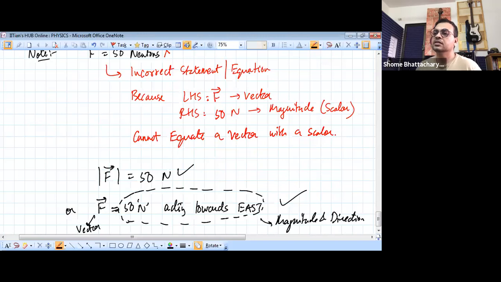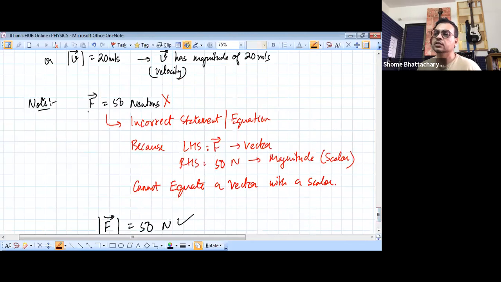So it's fine. But in the earlier statement, the problem was that on the left hand side, we had a vector quantity, and on the right hand side, we had only a magnitude. So equating a vector quantity with just a magnitude becomes an incorrect statement. We have to express it like this, that magnitude of the vector is this.